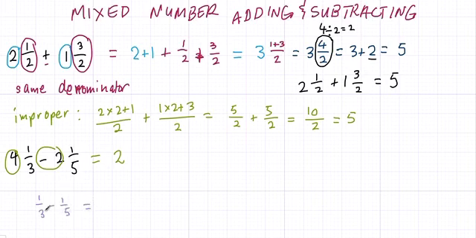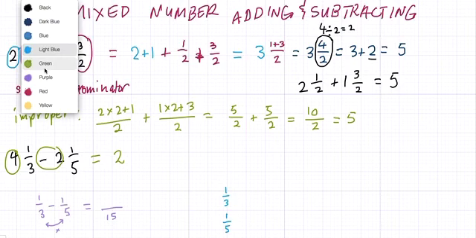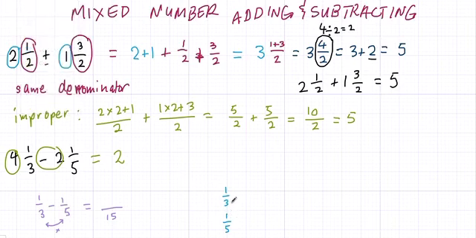Let's do this so that we have both of these with the same denominator. Now remember, we'd want to multiply these together. Our same denominator is going to be 15. So with this one, let's have a look. We're going to have 1/3 and 1/5. If we want 15 on the bottom, so 3 times 5 is 15. Do the same to the top. And 5 times 3 is 15. Do the same to the top.